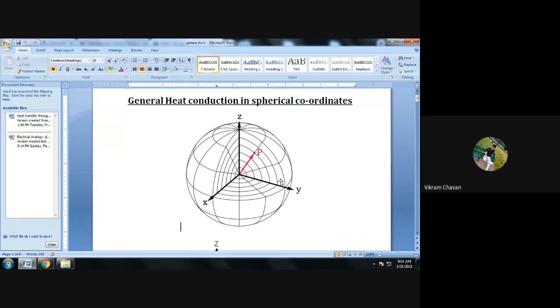For that reason, we have to decide the size of the sphere and the thickness of the sphere, according to the requirement of heat transfer, that is, how much heat transfer is allowed inside that particular cryogenic tank. So that is the requirement, and for that reason this general heat conduction in spherical coordinates is useful.